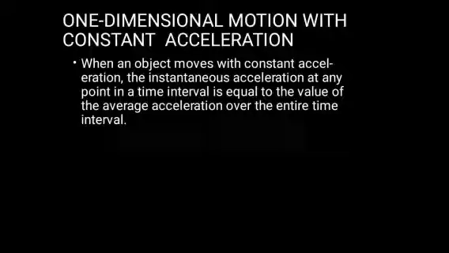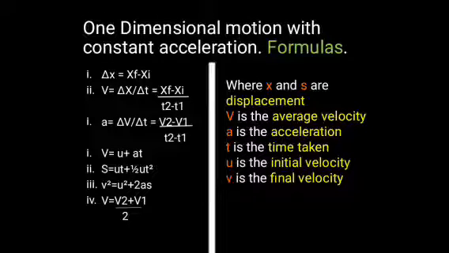So now we'll be solving questions pertaining to one-dimensional motion. This is the list of formulas under constant acceleration in motion in one dimension in physics. The first one is for displacement, the second one velocity, the third one is acceleration, and these last four formulas are what we call the equations of motion, where x and s are displacements, v is the average velocity, a is the acceleration, t is the time taken, u is the initial velocity, and v is the final velocity. So we'll be using these formulas to solve our questions.